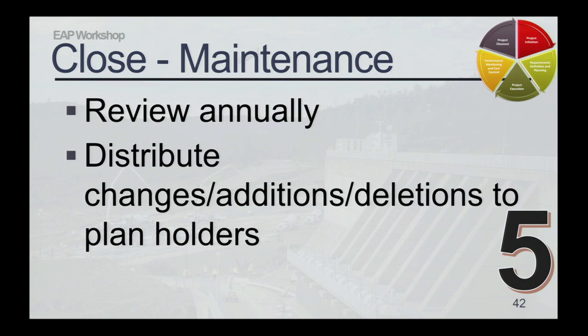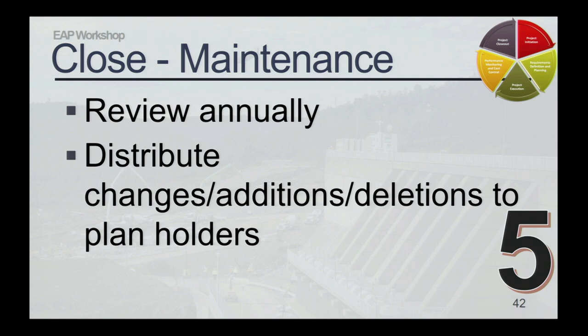And once the changes are made, you've done your annual review, you will distribute those changes to your plan holders. FEMA P64, again, gives you great guidance on how to do that. They have Appendix I that has an example record of plan holders and an example record of reviews and revisions. Because an old or outdated EAP is pretty much worthless. So we need to keep it exercised and maintained.